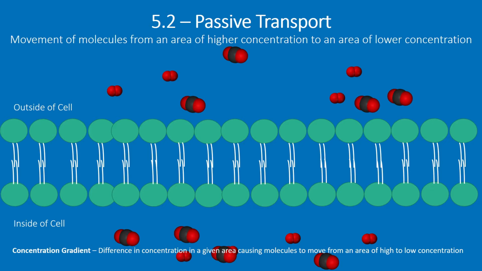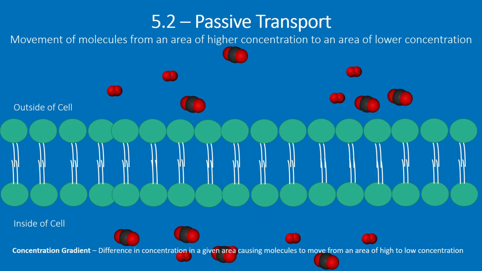Passive transport works by using concentration gradients, which is the difference in concentration in a given area causing molecules to move from an area of higher concentration to an area of lower concentration. Notice how oxygen, represented by the red spheres, is found more outside of the cell in the beginning, and likewise, carbon dioxide is found more inside. Thanks to passive transport and the use of concentration gradients, the molecules move to achieve equilibrium. This occurs when molecules are found in equal concentration across an area.